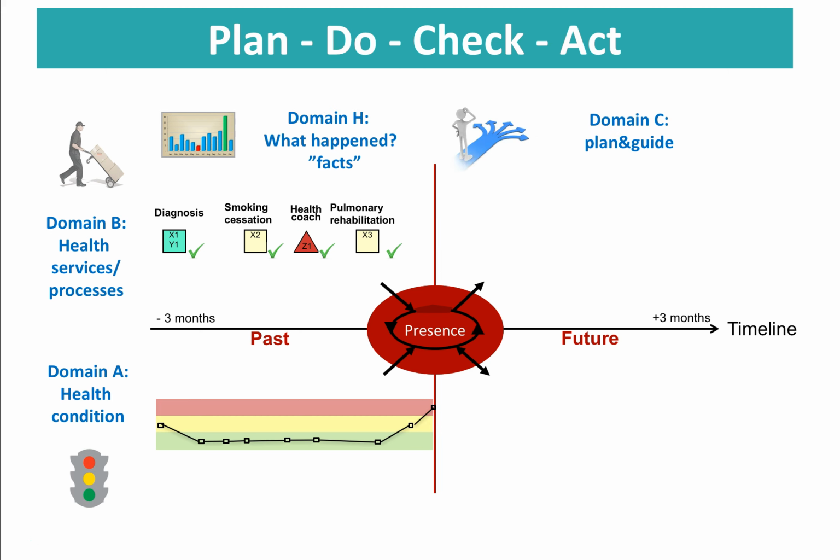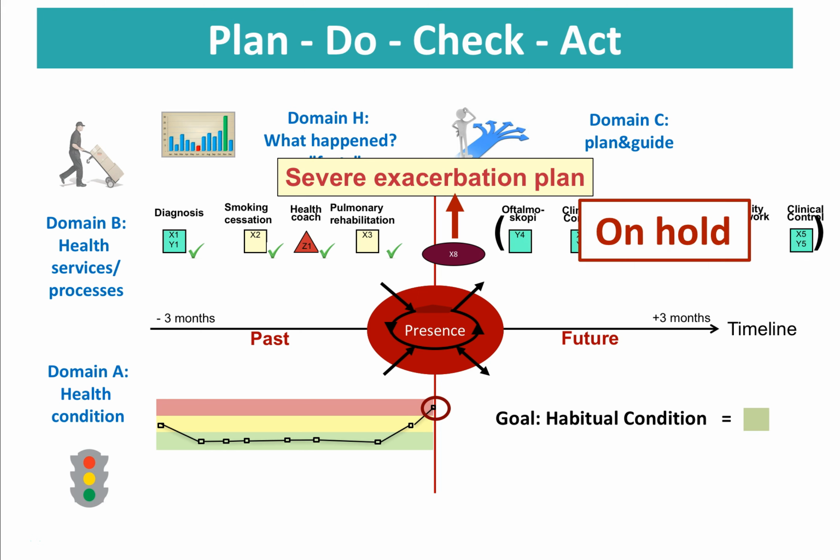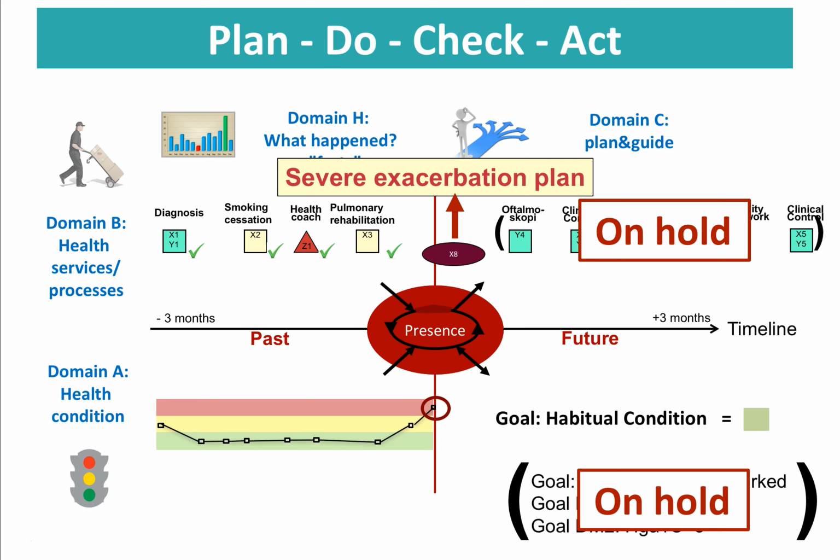The next condition measurement confirms the deterioration and an urgent exacerbation treatment course is launched. This means that her former normal plan is on hold and everything is now about how to make an acute plan which will get her back in her habitual condition. Only when this has happened will the plan be updated along with her normal goals.